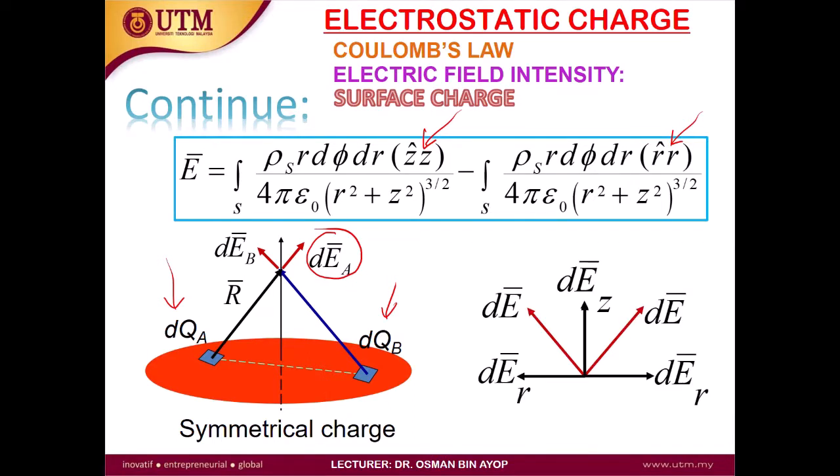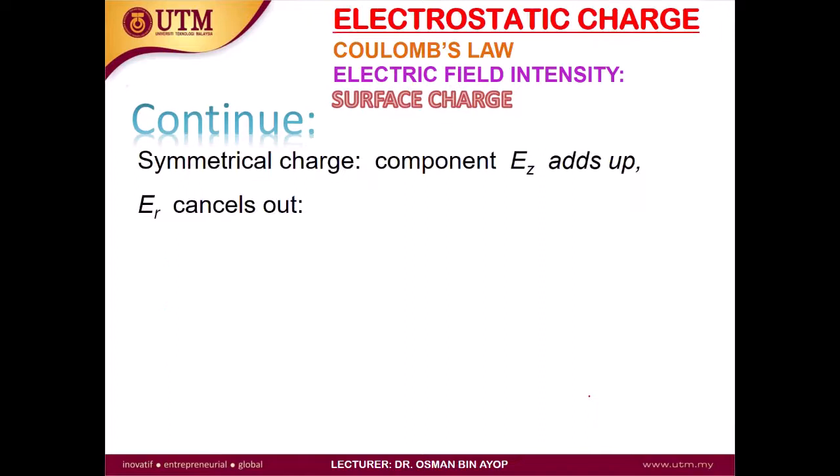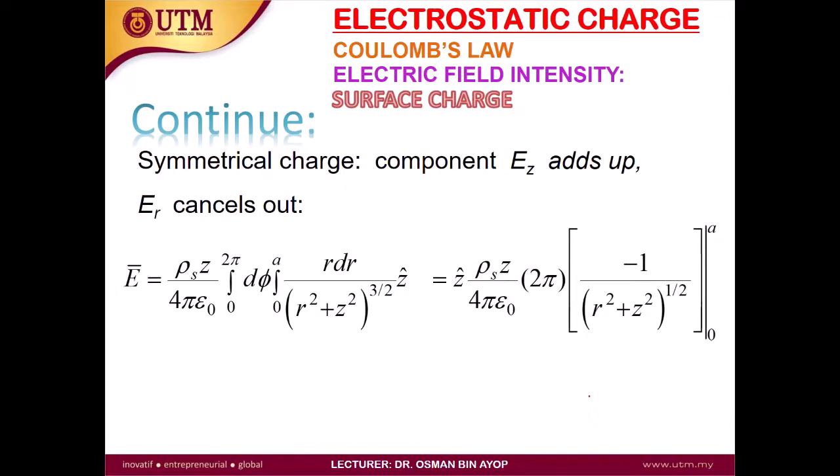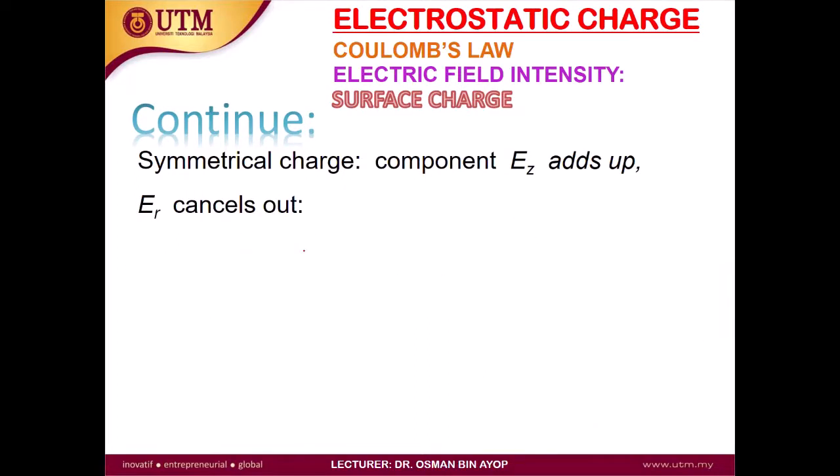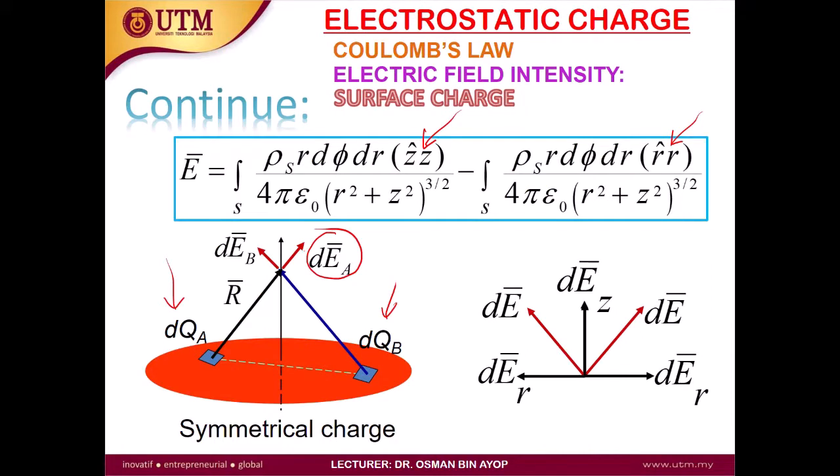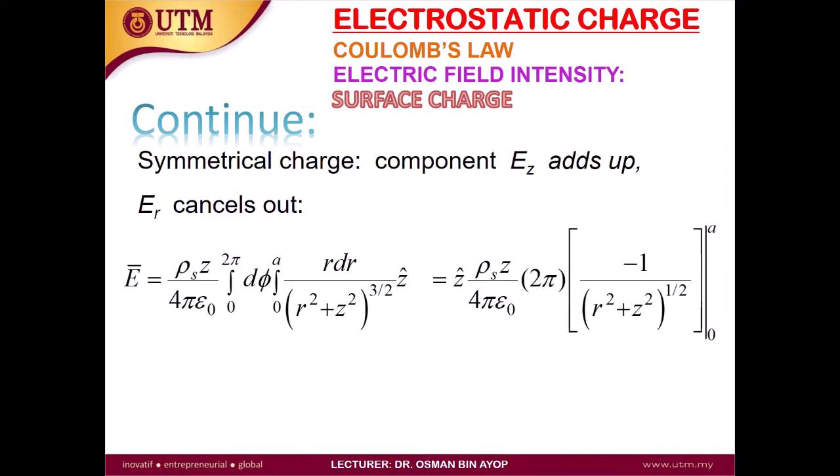We can see that we have the r component of E opposing each other. So we can see that the r component will be cancelled out while the z component will be reinforced. Right, the same behavior. So what is left is only the z component.